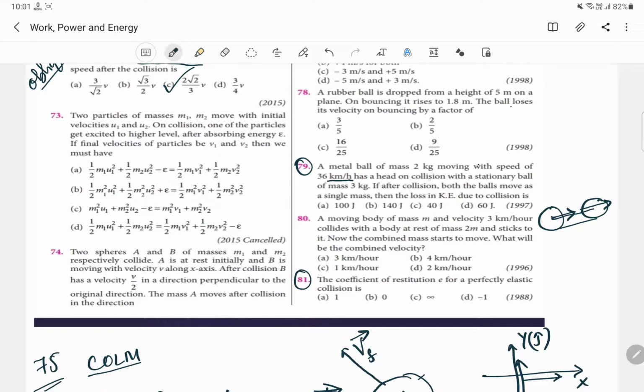A metal ball of mass 2 kg moving with a speed of 36 km per hour has a head-on collision with a stationary ball of mass 3 kg. So we have the initial velocity of the 2 kg mass, and the 3 kg mass will be at rest, therefore u2 will be equal to 0. After collision, both the balls move as a single object. Then the loss in kinetic energy due to collision, that is very simple. We can calculate it like this.